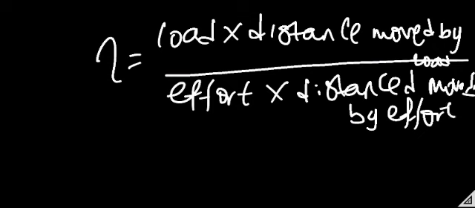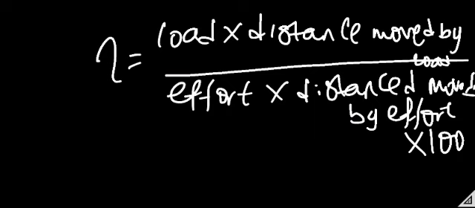Right? So we now have three formulas we have derived for machines, but just understand one. From there you can get the rest. Now you should remember that from now everything here is multiplied by 100. So it's load times distance moved by load, over effort times distance moved by effort, times 100.